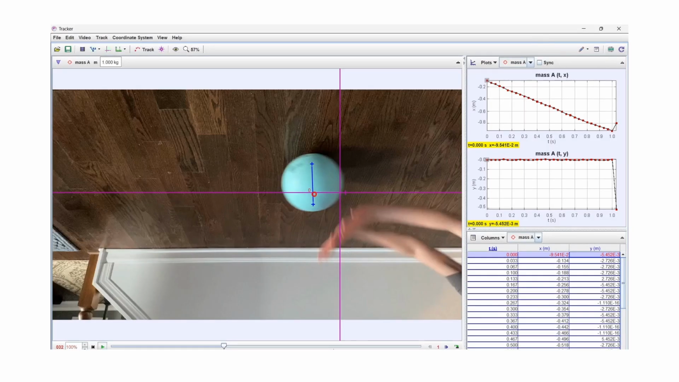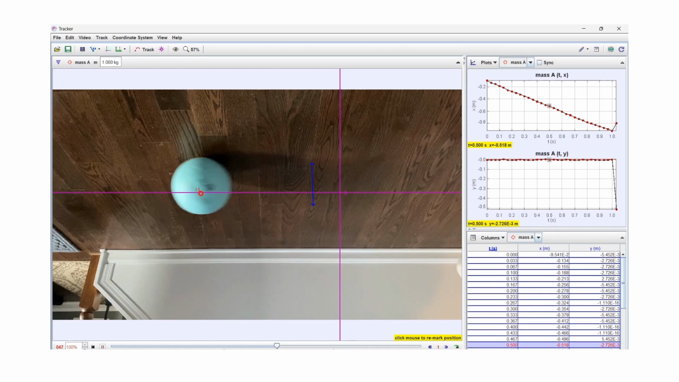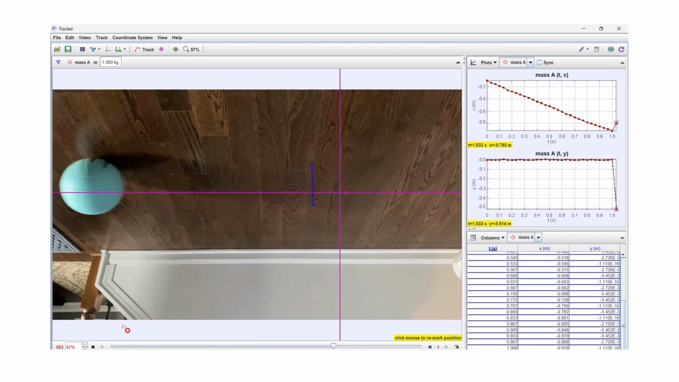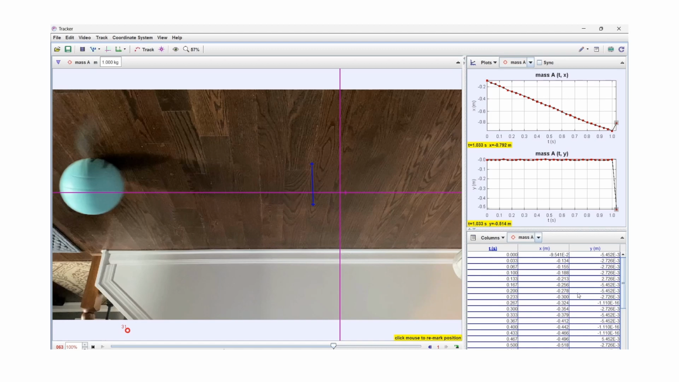Here's the video of me rolling a volleyball. In this experiment, the volleyball is the system, and everything outside the system is referred to as its surroundings. Here you can see all the time and position data values. Here's the initial position, and the first two data points were used to calculate the initial velocity.